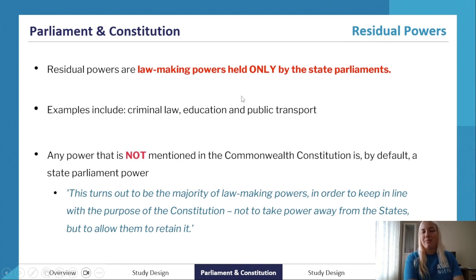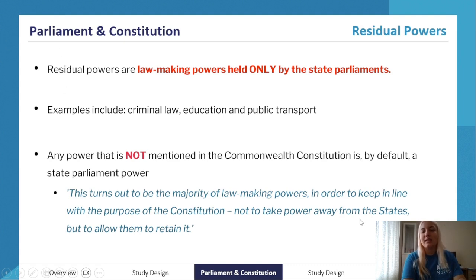So these are lawmaking powers held only by the state parliaments, and essentially it is any area that is not mentioned in the Commonwealth Constitution. By default, that becomes a state parliament power. So anything that's not mentioned in the Constitution and given to Commonwealth Parliament automatically is a residual power and is a state power. So this turns out to be the majority of lawmaking powers, exactly what I said. Most lawmaking powers are residual and belong to the states.